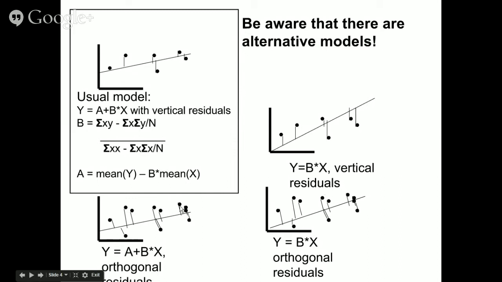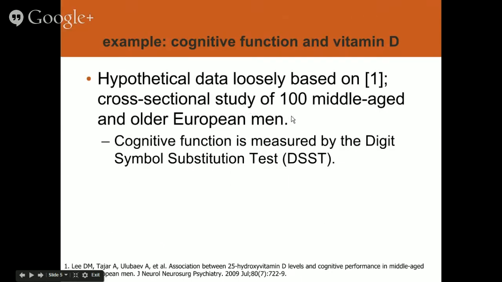And in my opinion, the orthogonal fitting is actually more accurate than the vertical fitting. But this is what we usually do because it's easier and we can compute it much more simplistically. So we're going to do an example.